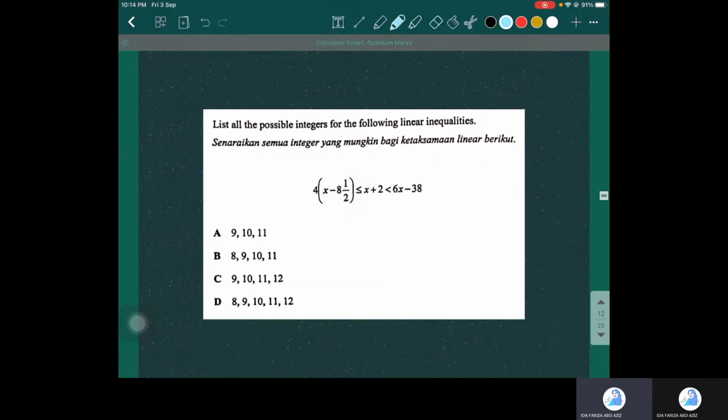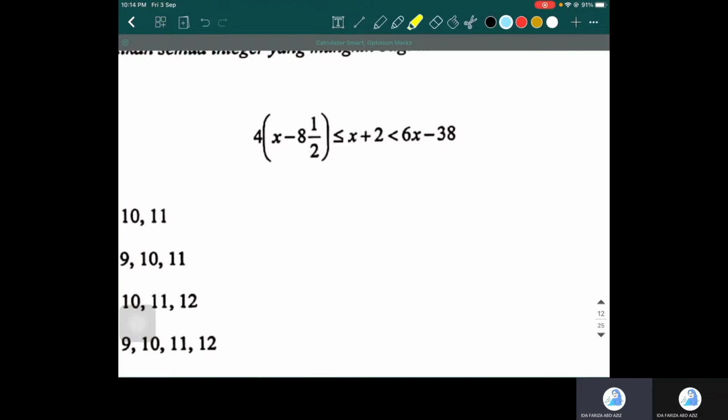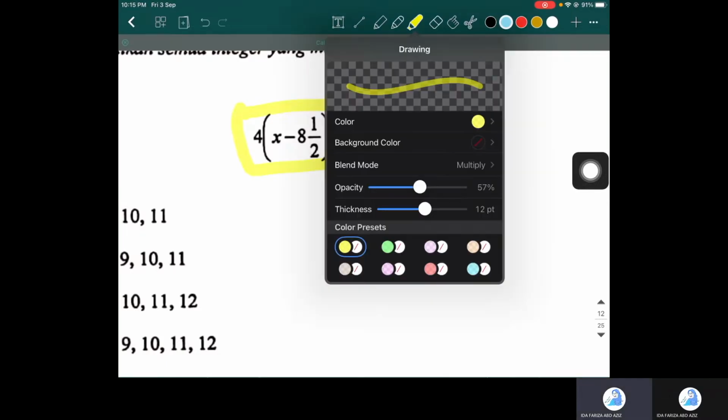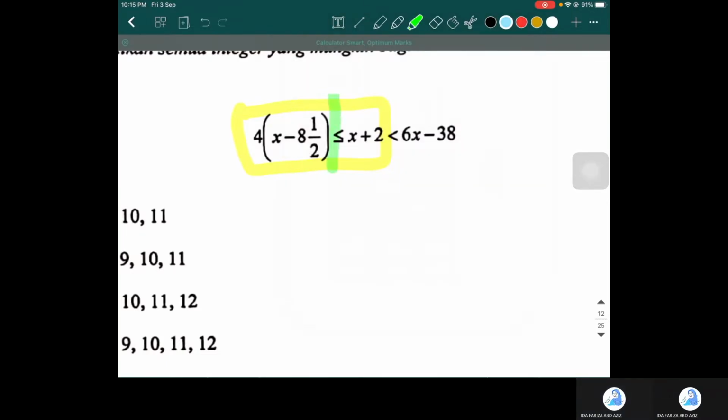Okay, this time list all the possible integers for the following linear inequality. Okay, untuk soalan ni kita ada dua ni. Two sides sebenarnya. We have this one and this one. Okay, so when you are given this kind of linear inequality, you solve it one by one. Buat satu-satu dulu. Okay, first teacher nak selesaikan yang yellow ni, the one that I put in yellow.